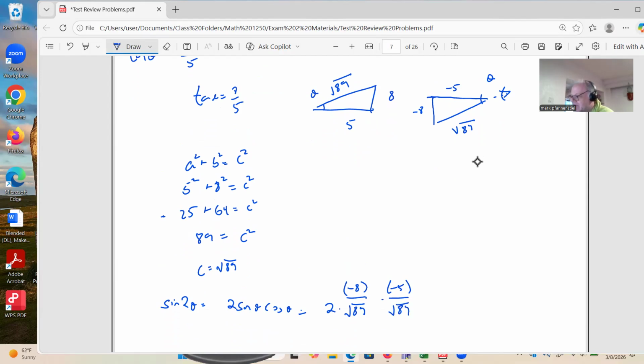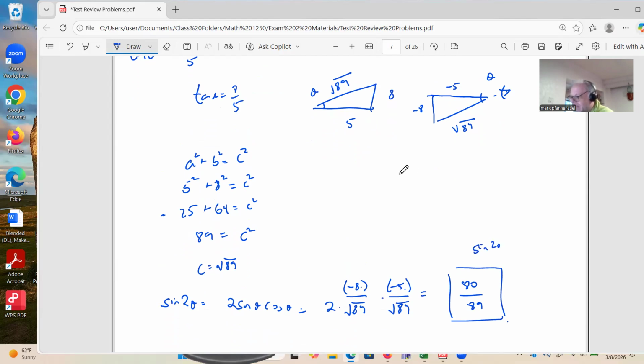Now we can figure out what this is. We have 2 times 8 times 5. 8 times 5 is 40, and 40 times 2 is 80. The square root of 89 times the square root of 89 is, surprise, 89. And this was a positive number. So we are all set. This is my sine of 2 theta: 80 over 89.